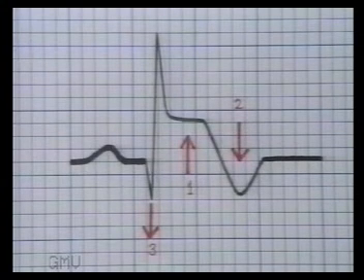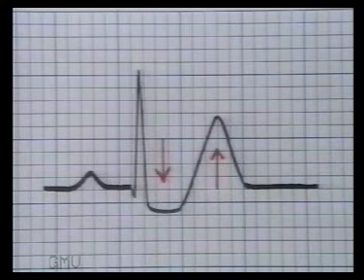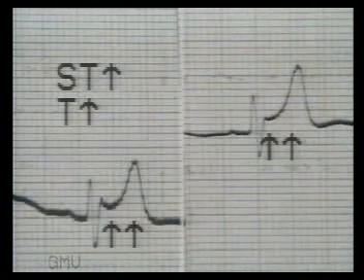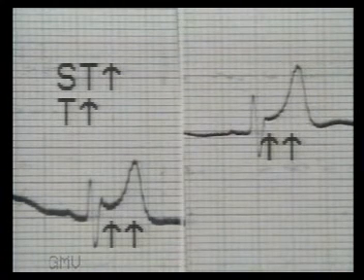These are the three cardinal signs on ECG in acute myocardial infarction. The diagnosis is supported by reciprocal changes in the leads facing the opposite wall. These leads will show a depression of the ST segment and tall upright T waves. Now in clinical practice, these changes do not appear simultaneously.